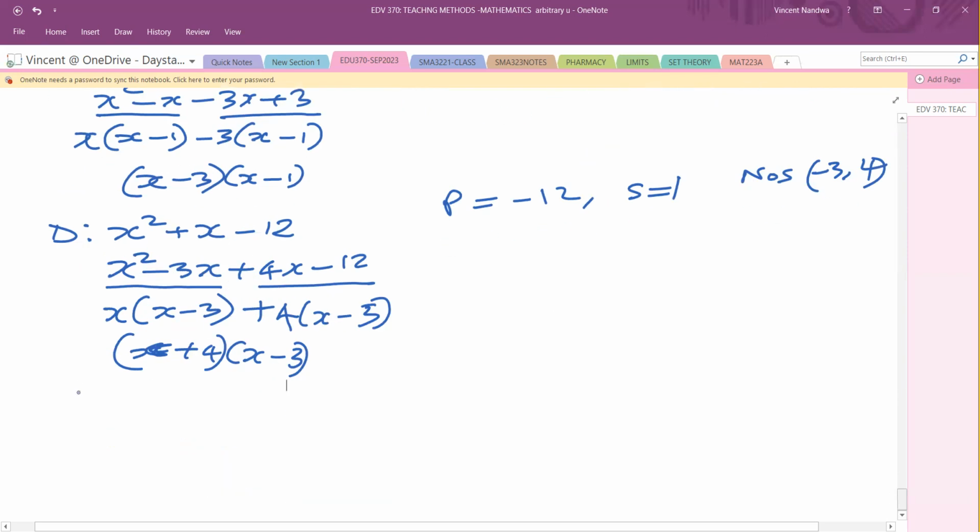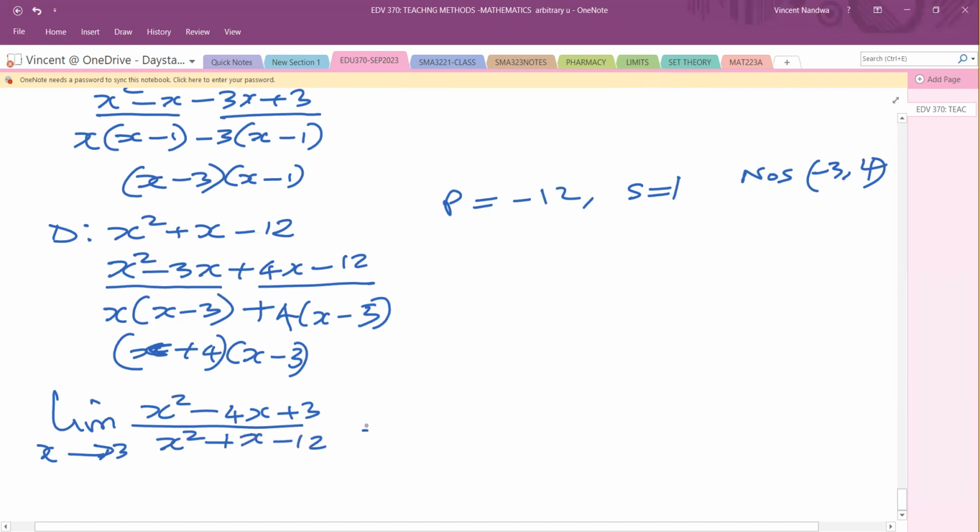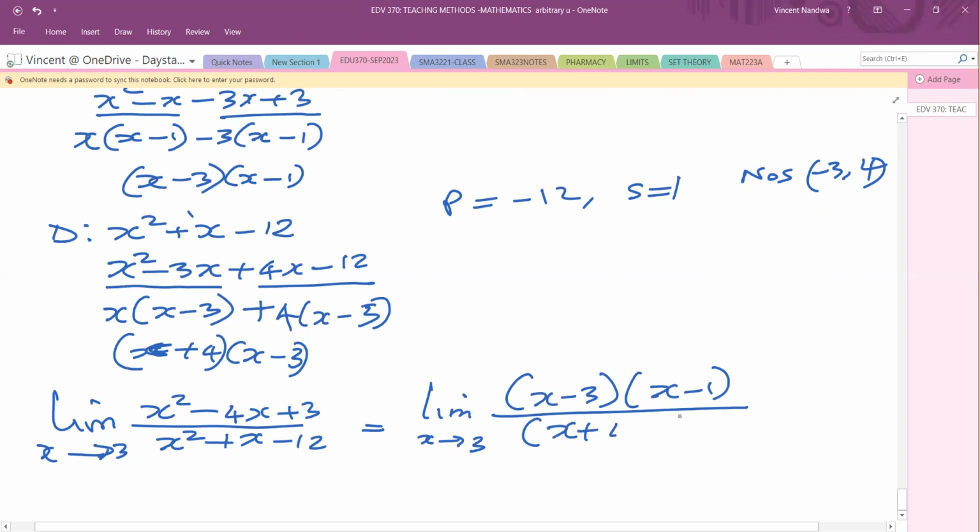So to now say limit as x approaches 3 of we had x squared minus 4x plus 3 divided by x squared plus x minus 12, itatupatia limit as x approaches 3. Sasa juu tumefactorize tukapata ni x minus 3 times x minus 1. Chini tukapata ni x plus 4 times x minus 3.